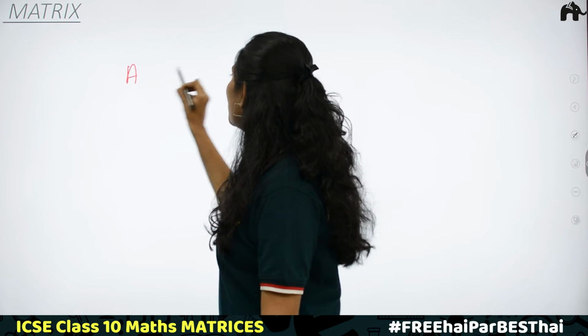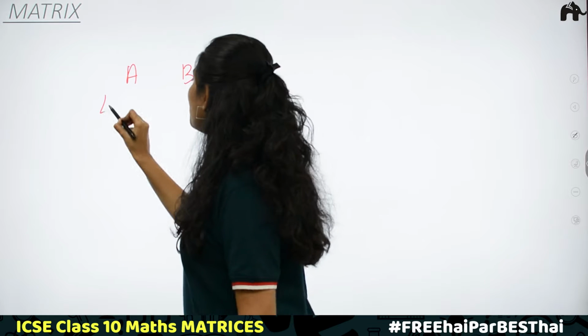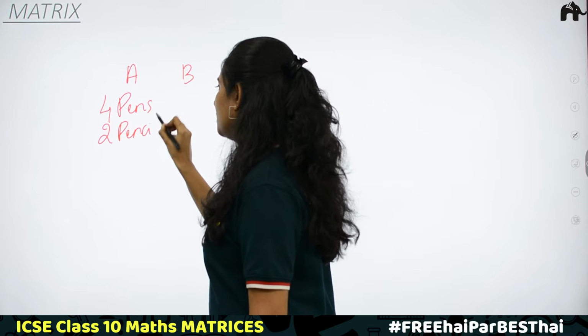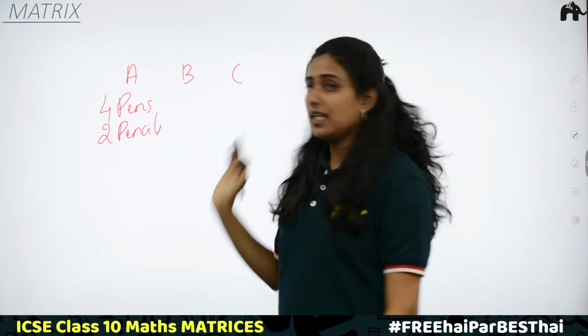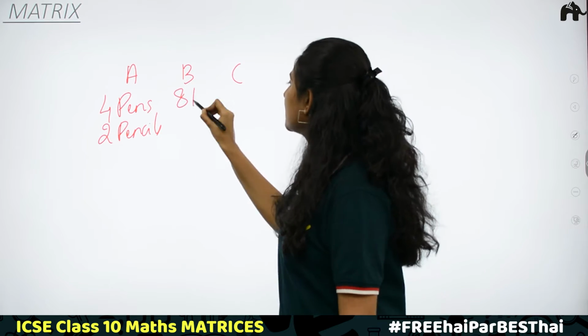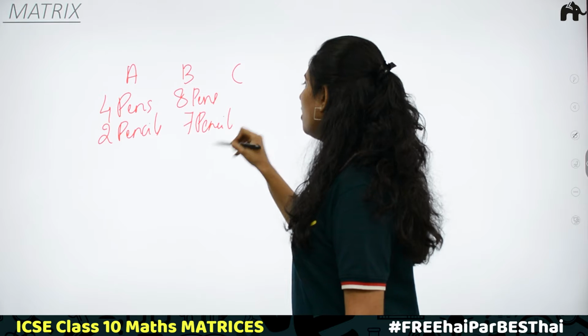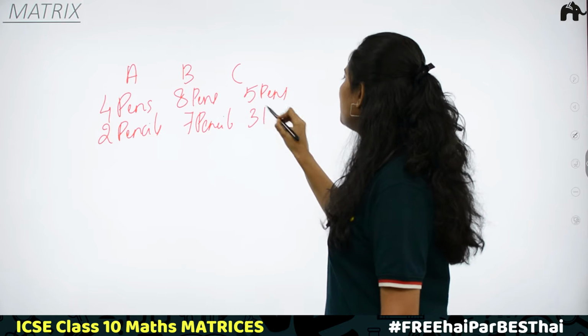Let us first understand the basic idea of what a matrix is. Where does a matrix help us? We will begin with an example. We are considering three children A, B and C. A has 4 pens and 2 pencils with him. This is a statement. Now B. B has 8 pens and 7 pencils. Also, C has 5 pens and 3 pencils.